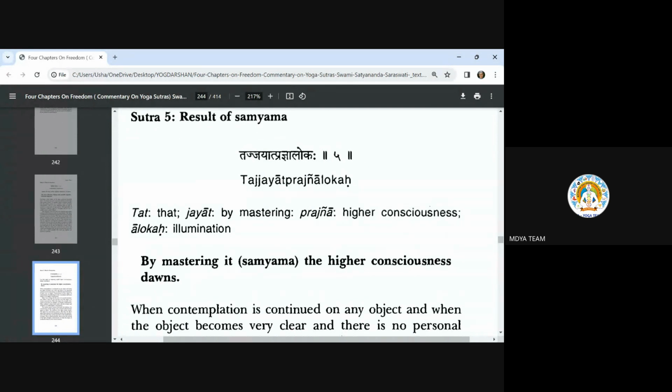So by the practice of sanyama and the progress of the sanyama, there's a very high degree of clarity and understanding that arises in the person. Why? Because of the dawn of inner illumination. The person is actually able to see inner illumination. Because of that inner illumination, the person is able to get a high degree of clarity and understanding. That is prajna. This prajna is the result of sanyama.